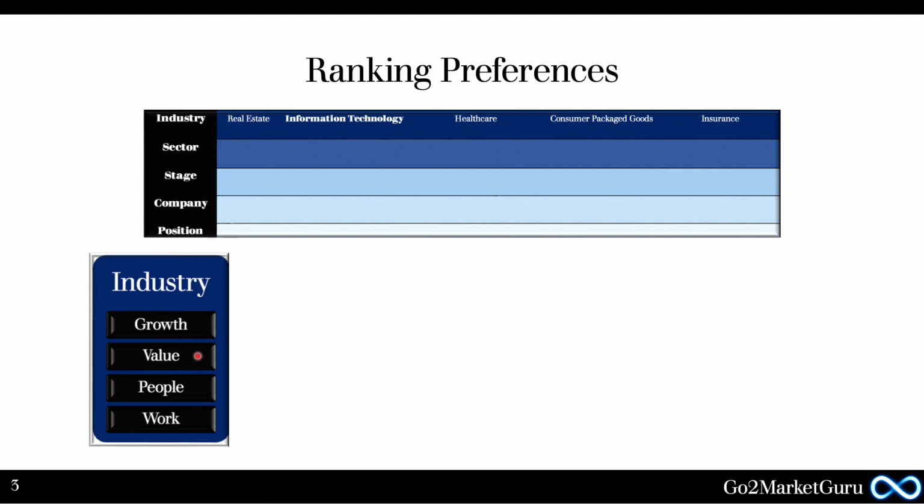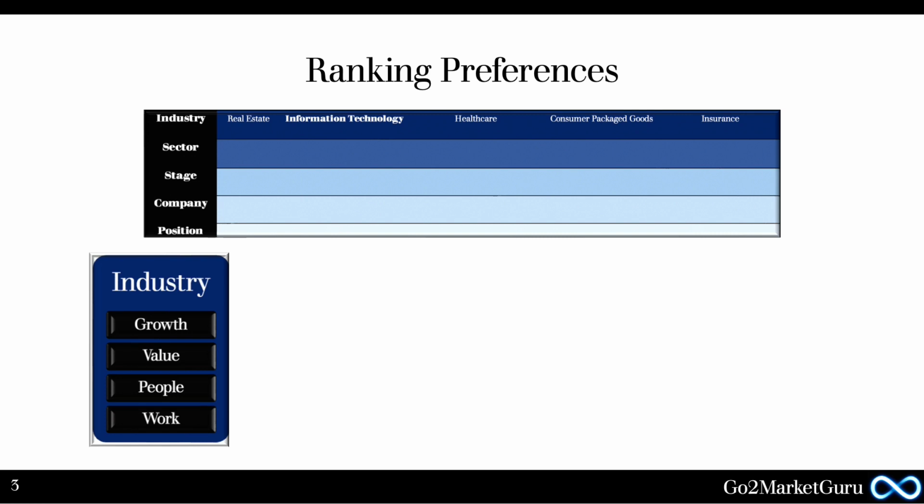Do I value the work, the economic activity that comes out of this industry? Is technology interesting? Or is real estate more interesting? Or is healthcare more interesting? Do you actually value it? And then the people. What kind of people work in this industry? Are they people like me? Do I get along with them? Do I want to work with them? And the work that they do, what kind of work is involved in this industry? Is it helping people? Is it making the world a better place? Is it intellectually stimulating? What have you?